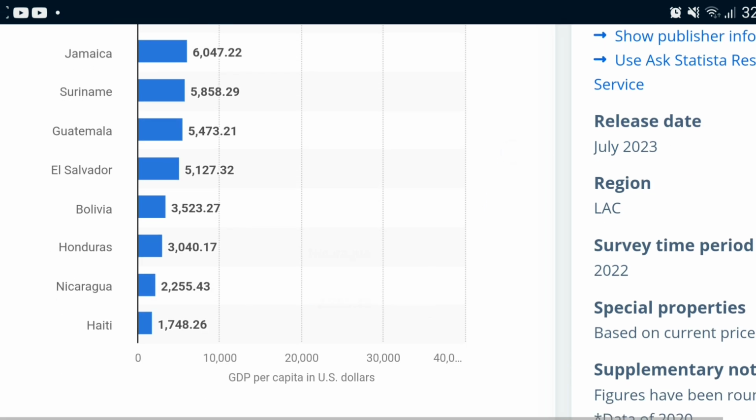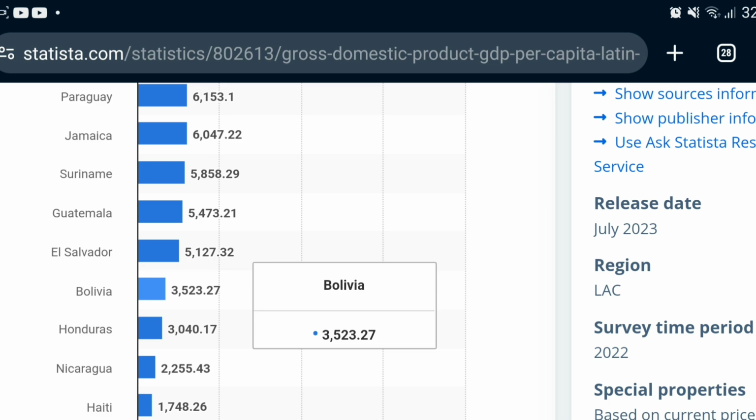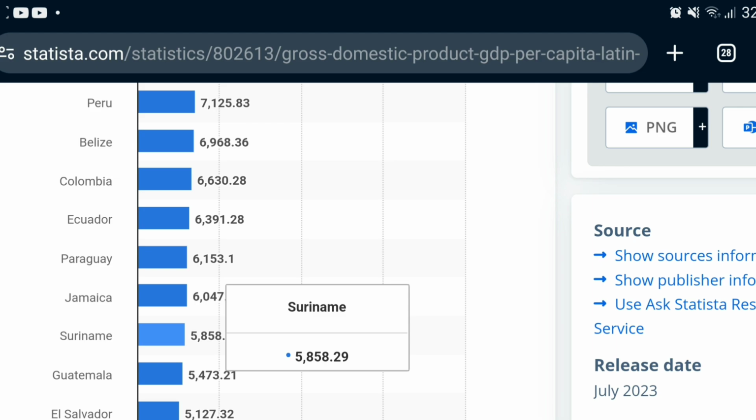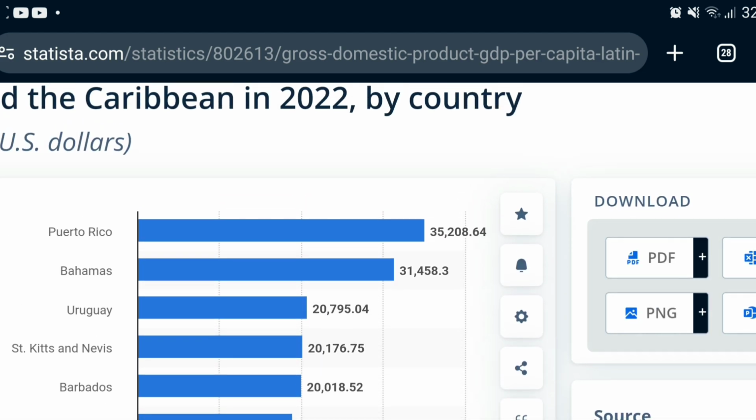And we know Haiti has its economic turmoil and social upheaval and so forth. The countries below Jamaica are Suriname, Guatemala, El Salvador, Bolivia, Honduras, Nicaragua, and then Haiti at the bottom. And Jamaica is right there. Now imagine Jamaica with a population of roughly 2.8, about 3 million people, a similar population to Puerto Rico, which is 3.2 million. So Jamaica and Puerto Rico have practically the same population, while Puerto Rico's per capita income is $35,208.64 and Jamaica is just 6,000 and change. So that's about 6 times the per capita income of Jamaica.